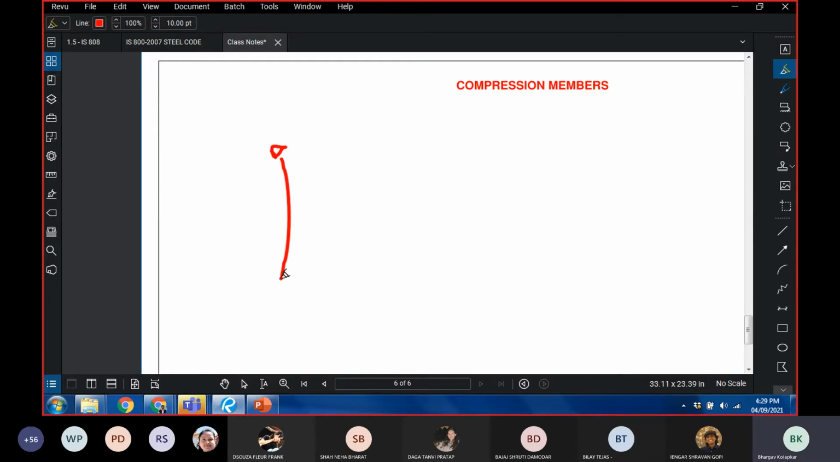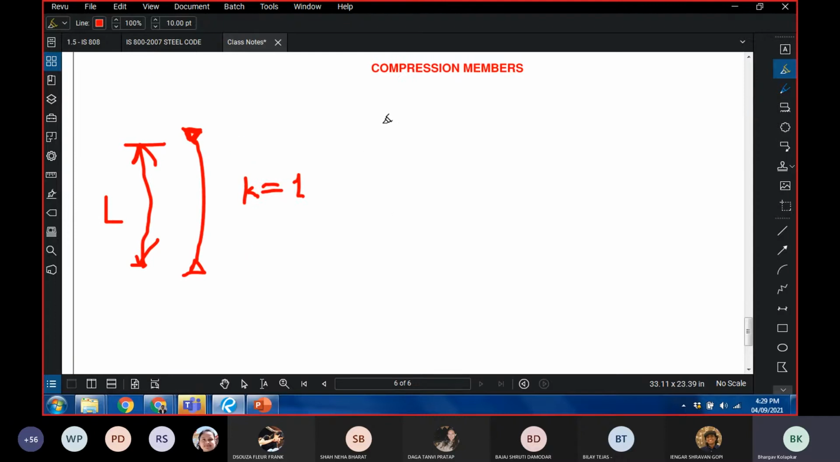So let us say that we have a pin-ended column. For this pin-ended column that has an unsupported length of L, our K value is 1. Now, let us say another column that is fixed-ended. It also has an unsupported length of L. For this column, K is equal to 0.5.